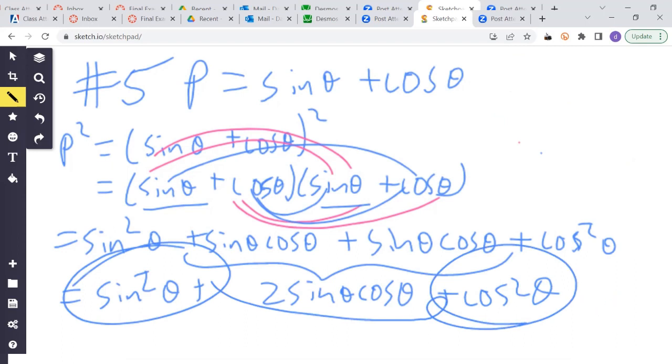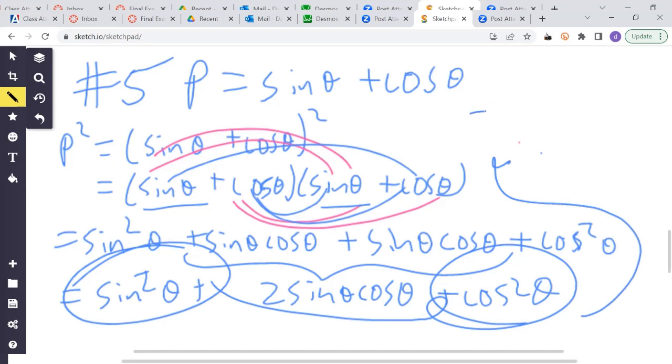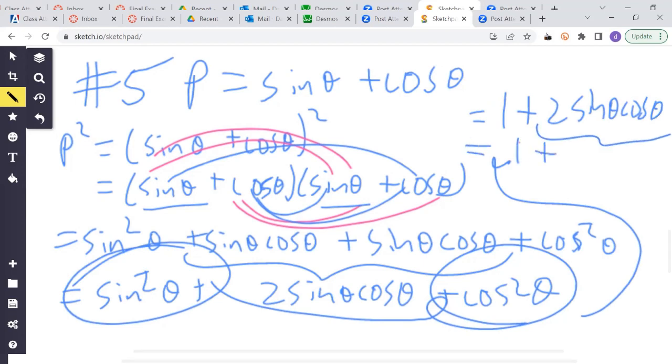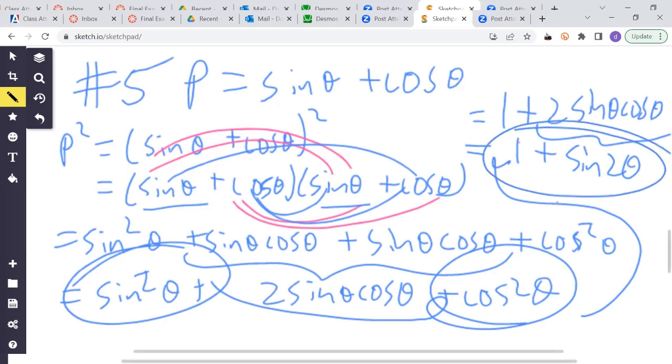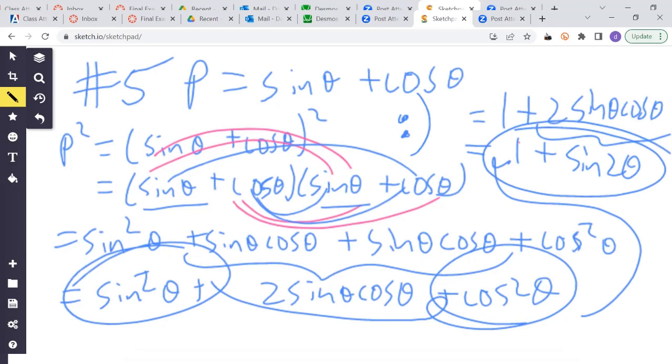So we have up here 1 plus 2 sine cosine. So this is 1 plus. Now remember that 2 sine cosine in your double angle identities is just the sine of 2 theta. And that's what we were trying to show. So we're done with this exercise.